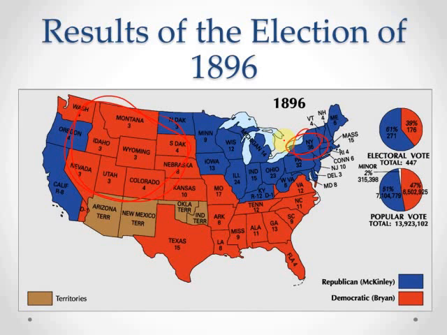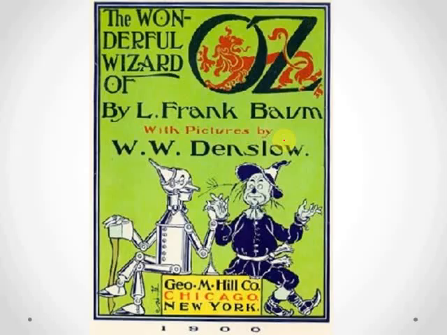Interestingly enough, folks, there's a theory going around that this election actually had a book written about it, a very famous book. You might actually have seen the movie before. You might have even seen the musical. There is a theory that this election of 1896 was written about in allegorical form in the very famous book, The Wizard of Oz.